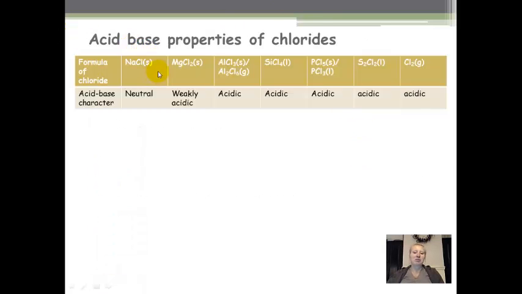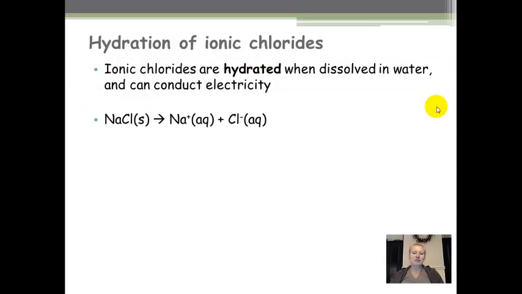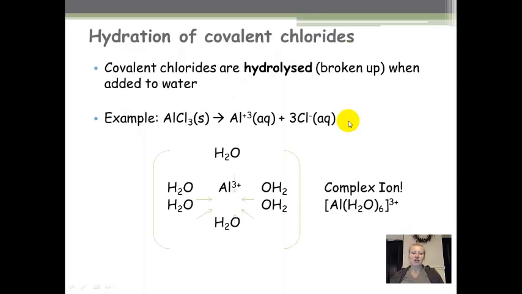The acid-base properties of the chlorides: sodium chloride is neutral, and then all the way across it starts to get more and more acidic as you go across period 3. If you dissolve an ionic chloride in water, they will break up into ions and conduct electricity. The covalent chlorides are hydrolyzed or broken up when added to water.